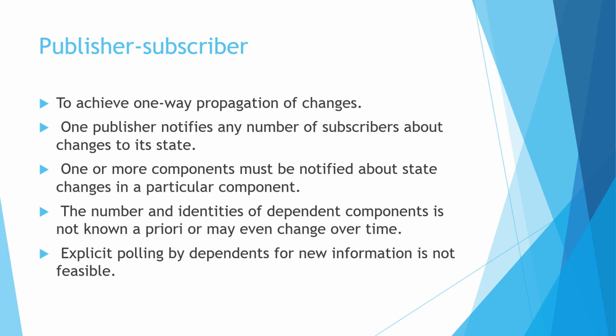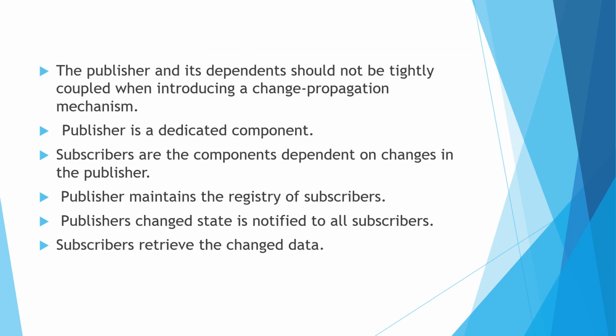Last one, publisher subscriber. To achieve one-way propagation of changes, one publisher notifies any number of subscribers about changes to its state. One or more components must be notified about state changes in a particular component. The number and identities of dependent components is not known a priori or may even change over time. Explicit polling by dependents for new information is not feasible. The publisher and its dependents should not be tightly coupled when introducing a change propagation mechanism.